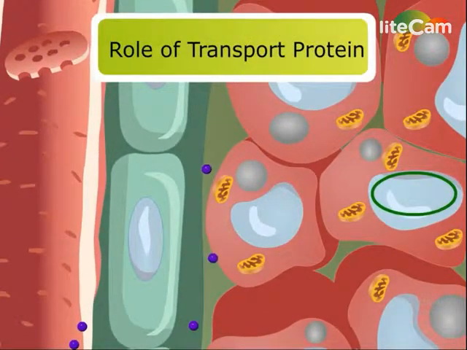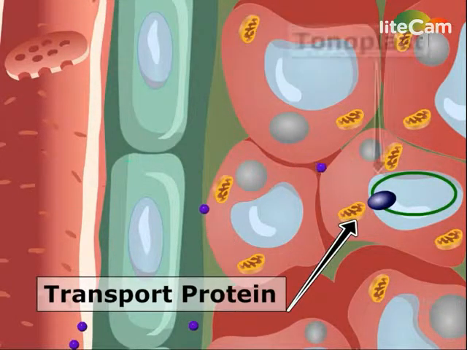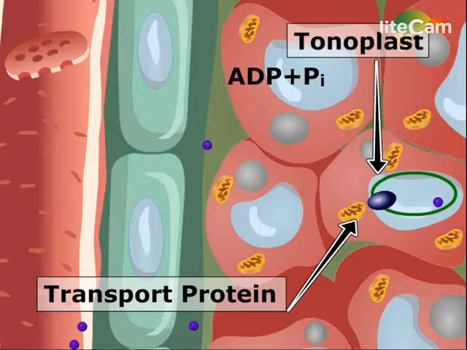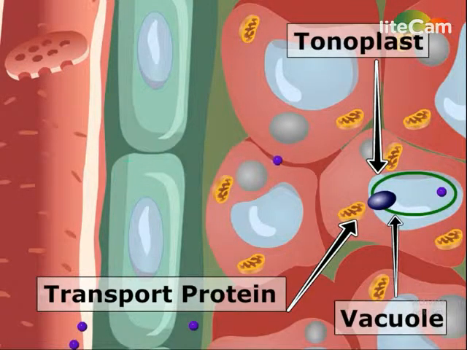In some plant cells, a special protein called the transport protein located on the membrane of the vacuole called tonoplast facilitates the movement of sucrose from sink cell cytoplasm into the vacuole at the expense of ATP. This reduces the concentration of sucrose in the sink cells, which enhances the movement of sucrose from phloem cells through companion cells and into sink cells.